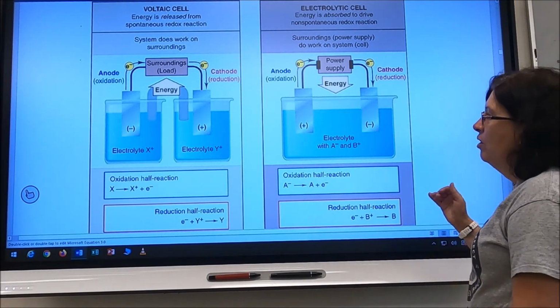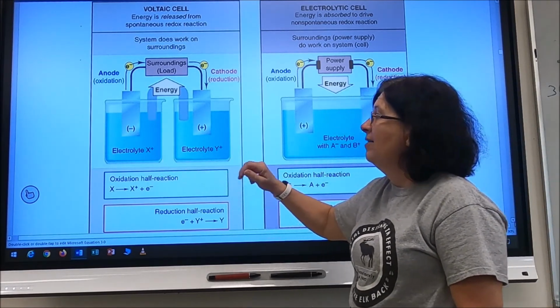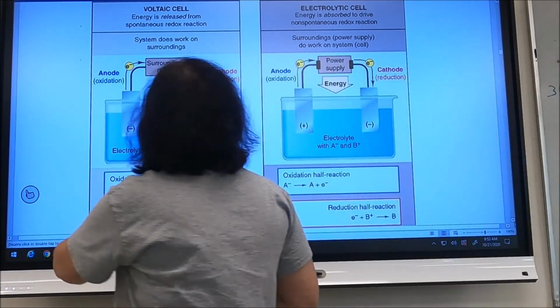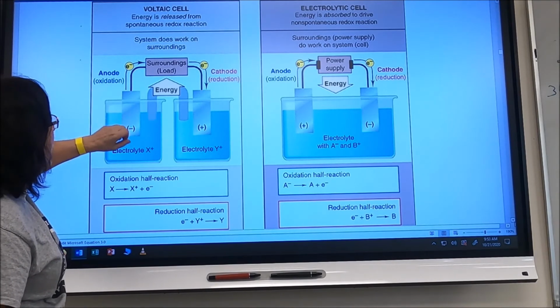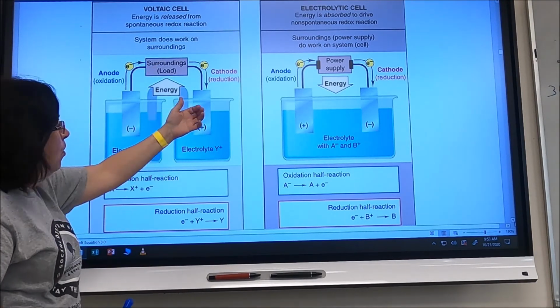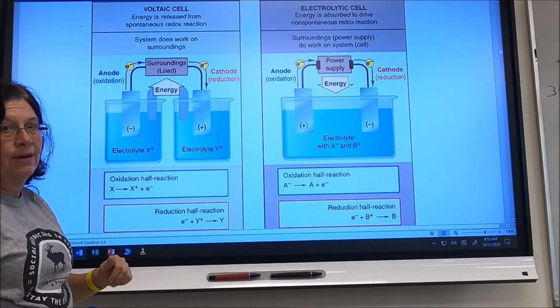Something else I want you to notice here is in the voltaic cell, the anode is negative and the cathode is positive. That's because this is spontaneous and electrons are being shoved onto the anode faster than they can move out. And they're being pulled off of the cathode faster than they can be supplied.